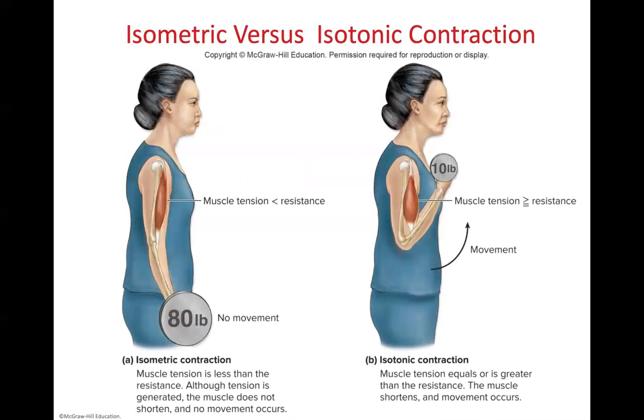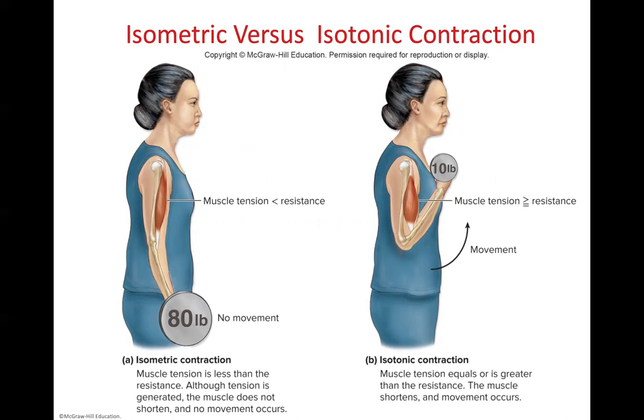So here's an illustration that shows both isometric and isotonic contraction. On the left is isometric contraction, and in this one, Nana is trying to curl that 80-pound bar, and she hasn't quite worked out enough yet to be able to lift that 80 pounds. I think she'll get there though. So she's showing us isometric contraction.